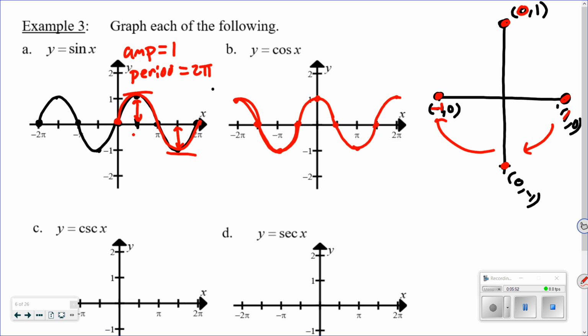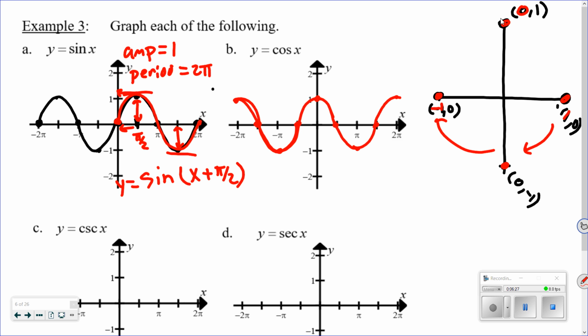This is pi over 2, right? So if I take this part and shift it to the left pi over 2, it would match up exactly with the cosine function. We know how to do that translation. If I went to sine, y equals the sine of x plus pi over 2, because I want to go to the left, you could put that in your calculator: y equals the cosine of x and y equals the sine of x plus pi over 2. They'd be the exact same graph if you shifted it over.